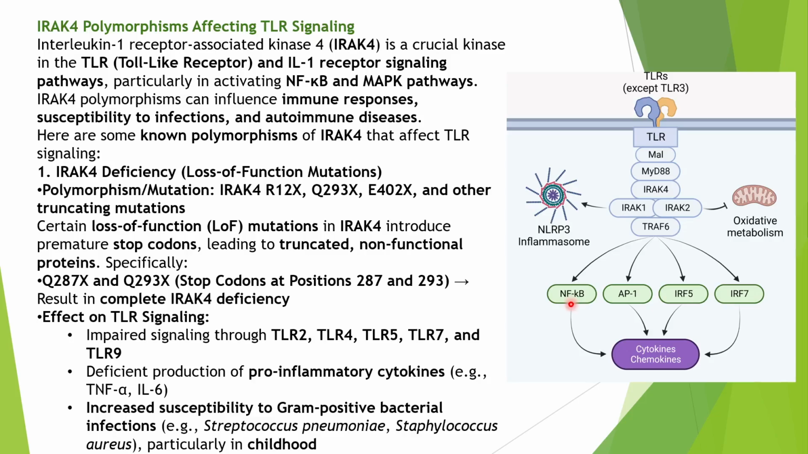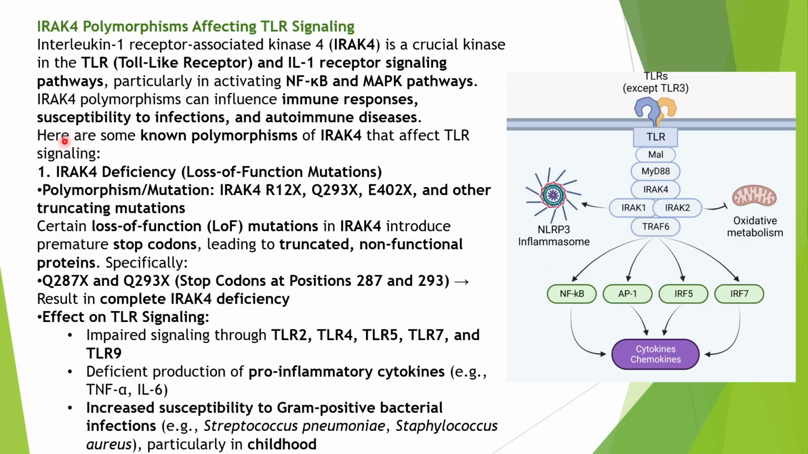Then downstream, eventually you have activation of the NF-kappa B pathway, which is important, and other pathways are also activated, such as your AP1 and IRF pathways for cytokine and chemokine release. It also activates NLRP3 inflammasome formation, which is also for immune response, and it inhibits your oxidative metabolism. So it is involved in many other things, but majorly what we have to know is that IRAK is very crucial for proper signaling of TLRs.